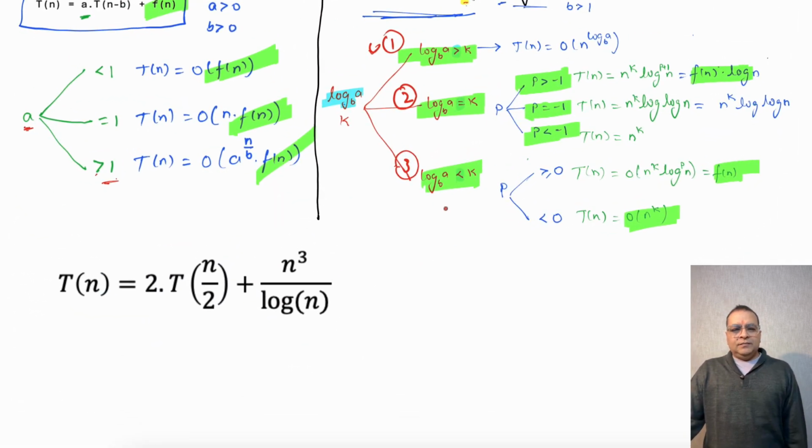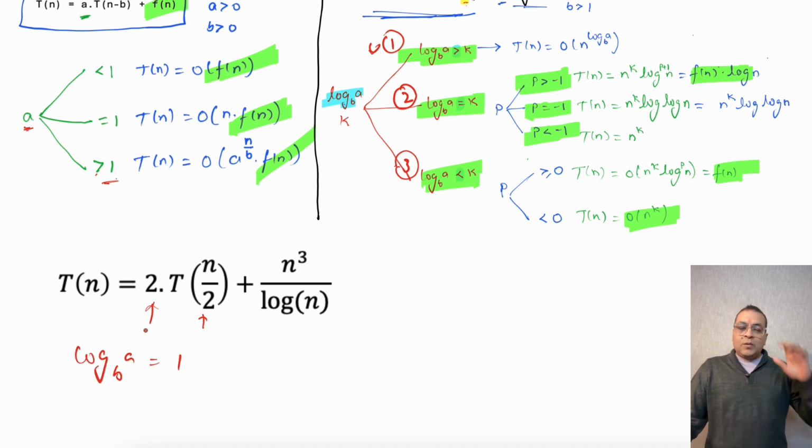Consider the next question. In the next question, a is 2, b is 2. So log of a to the base b will be 1. Log of 2 to the base 2 is 1. And k in this case is 3. Therefore, log of a to the base b is clearly less than k. If it is less than k, then we are in the third case.